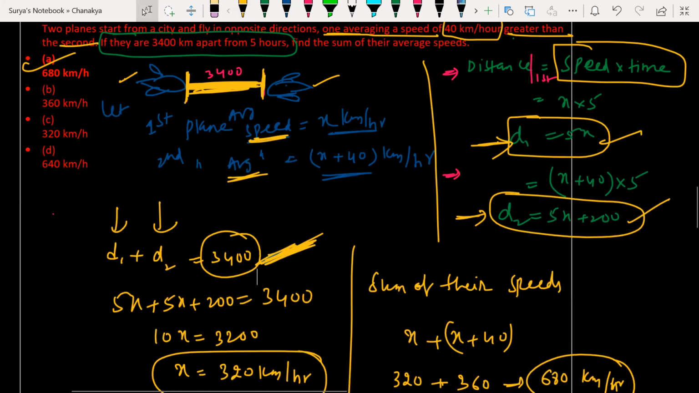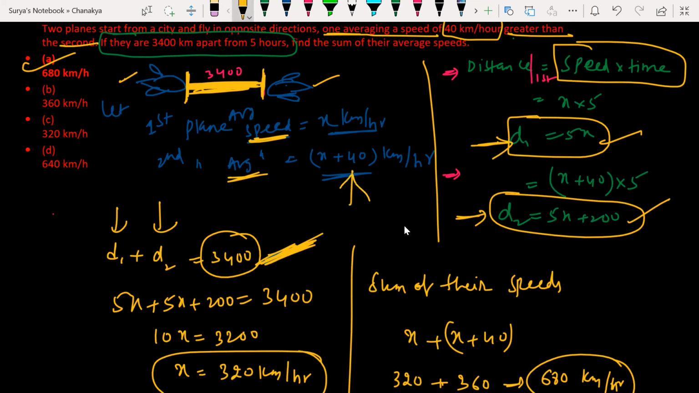X is nothing but the average speed of the first plane. So if I substitute it for the second plane also, I'll be getting the speed of the second one. Clear? Any doubts? So, sir, can we calculate like this, speed is equal to distance by time? Yes, if you know the distance, you can calculate it as simple as that.